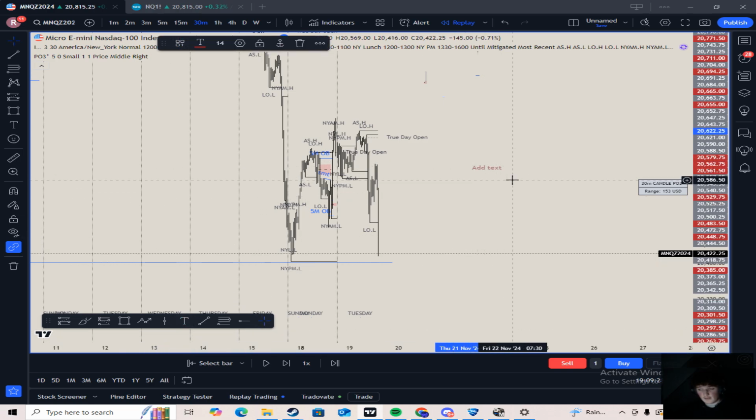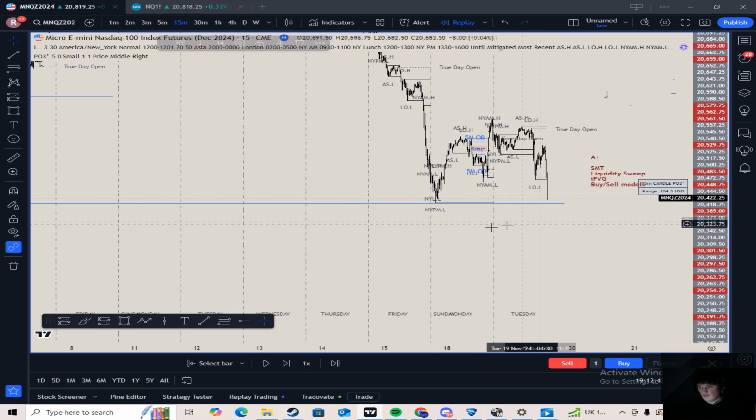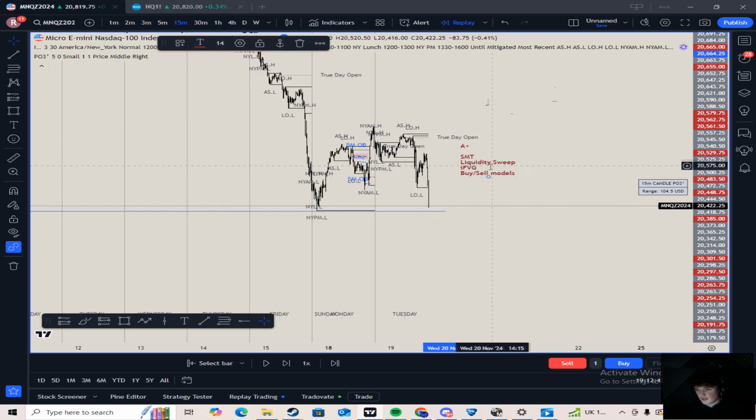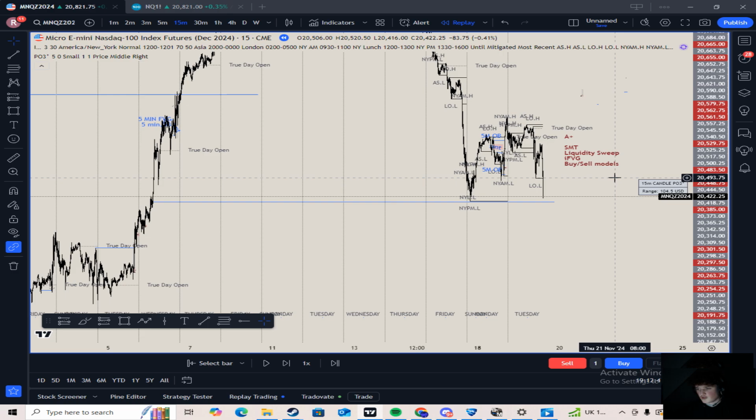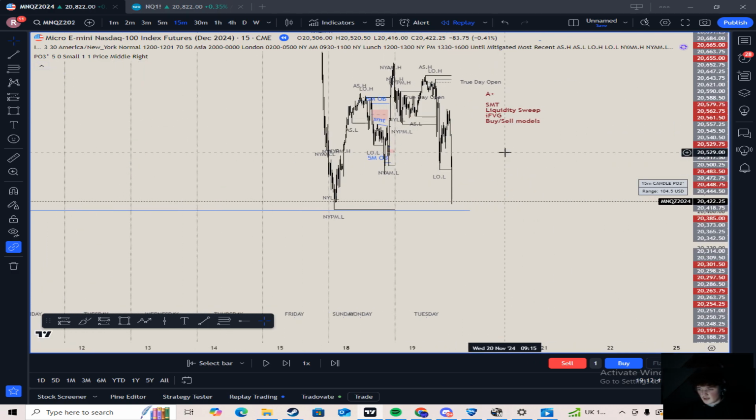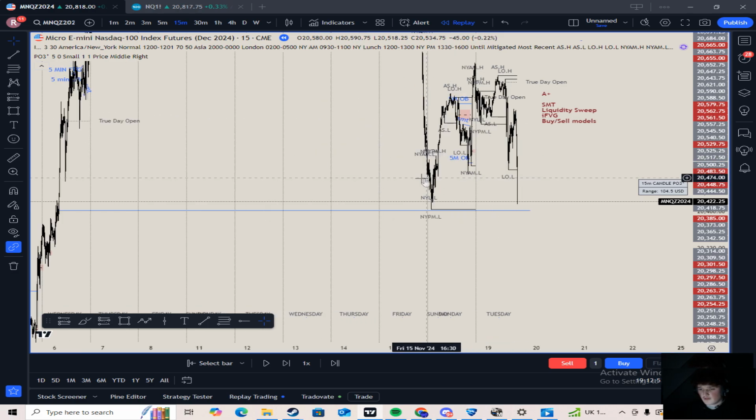These are the key points you want to be looking for in an A plus setup. For an A plus setup, you're going to be looking for SMT, a liquidity sweep, an IFVG, and then buy/sell modules. Obviously these are all the confluences you want to be looking at before getting into a trade. The fewer confluences you have, the lower the probability the setup has of winning.